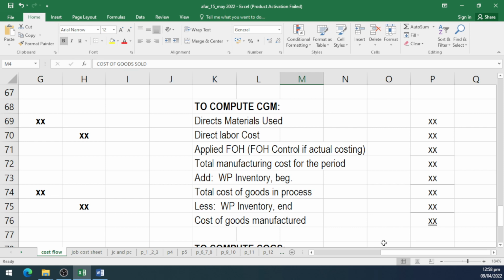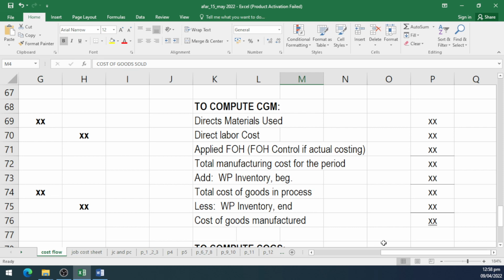Yung direct materials used na na-compute. We add their direct labor cost. We add the applied overhead. In the case of actual costing, yung factory overhead control. That's the total manufacturing cost for the period. Then we add their work in process inventory beginning to compute or to determine the total cost of goods in process or total cost of goods placed in process. Less work in process ending, yan po ang cost of goods manufactured.